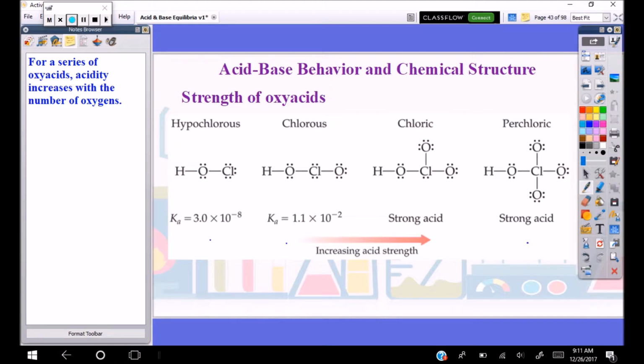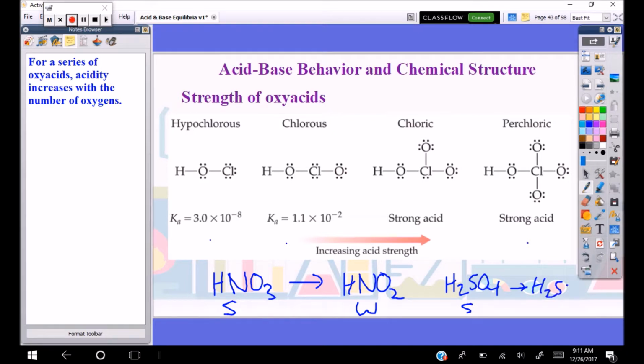Some other common ones we like to look at: we've got nitric acid. We know nitric is strong, but nitrous, one less oxygen, is weak. So this is strong and this is weak. We also can look at sulfuric acid. We know sulfuric acid is strong, but H2SO3, sulfurous acid, is weak. So just keep those things in mind. If you see fewer oxygens than normal, it's probably going to be weak.